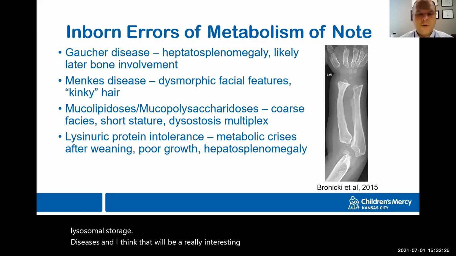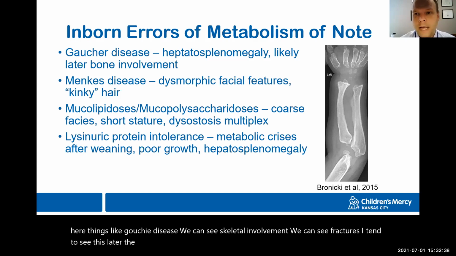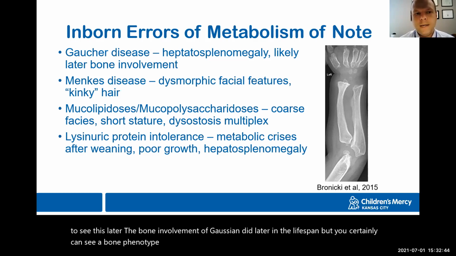But just in terms of a quick hit here, things like Gaucher disease, we can see skeletal involvement, we can see fractures. I tend to see this later. The bone involvement of Gaucher later in the lifespan, but you certainly can see a bone phenotype in patients with Gaucher disease.